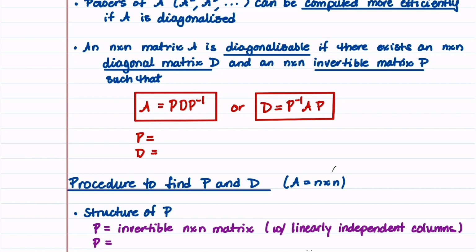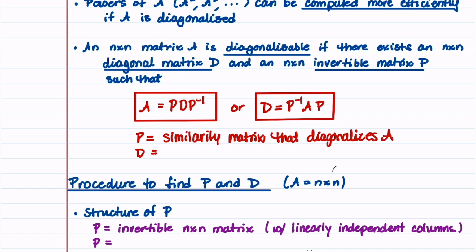So we can say that P is a similarity matrix that diagonalizes A, and likewise, D is a diagonal matrix similar to A. That means that D and A are going to have the same eigenvalues.